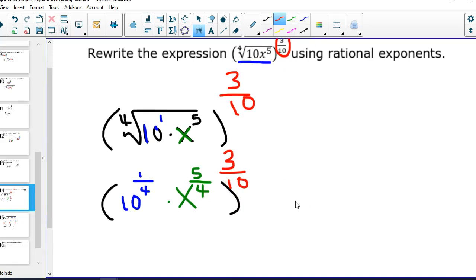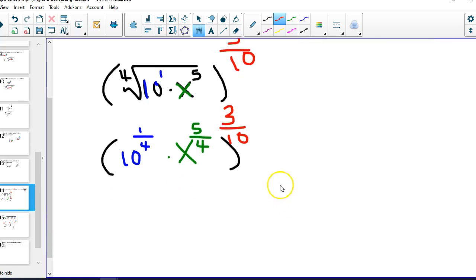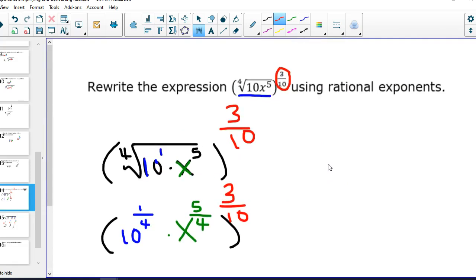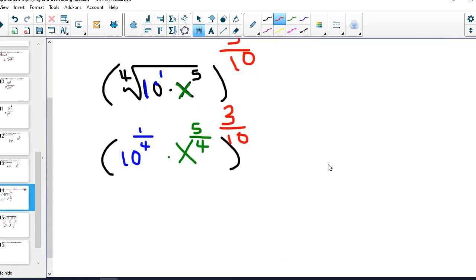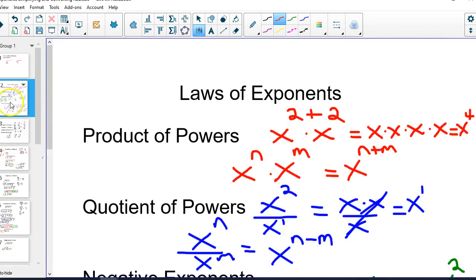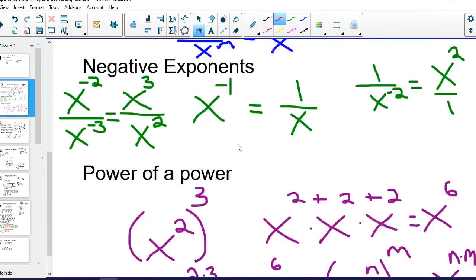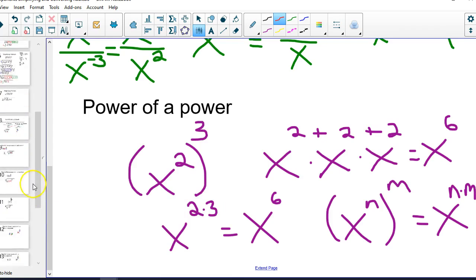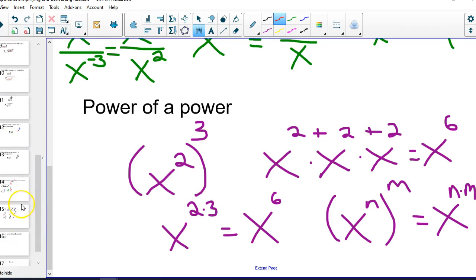Now, if we remember from the beginning, I told you our laws of exponents are going to come in handy. If we have a power being raised to a power, what we do is we multiply the exponents. So let's go back to our problem.